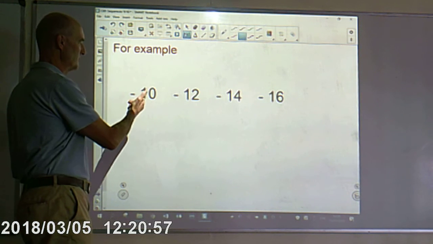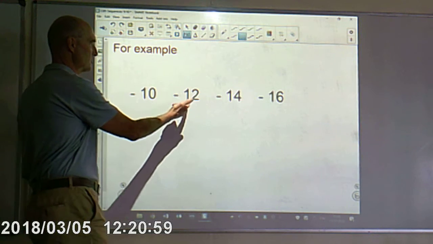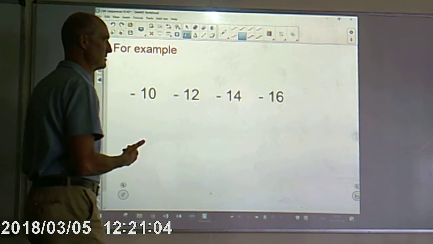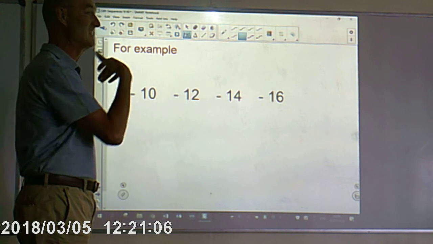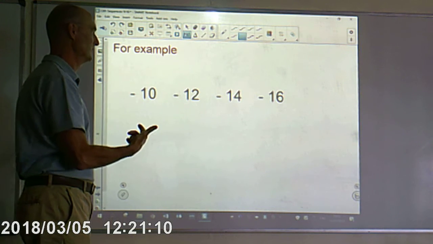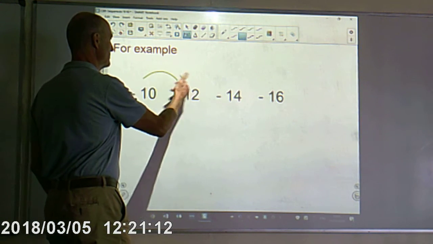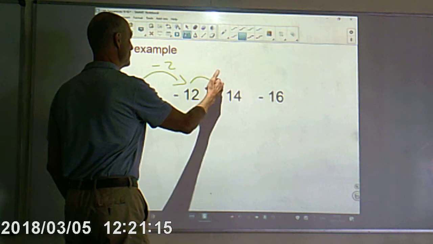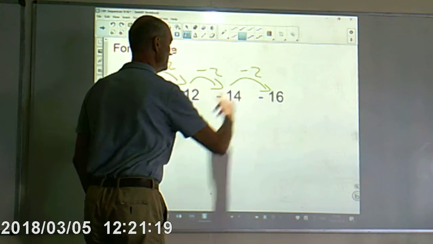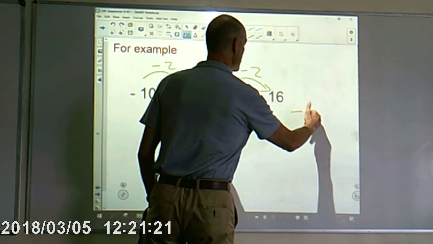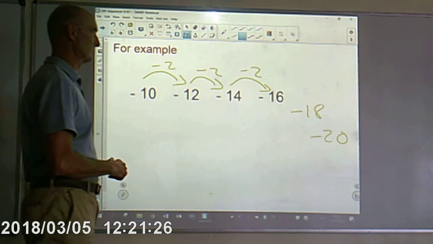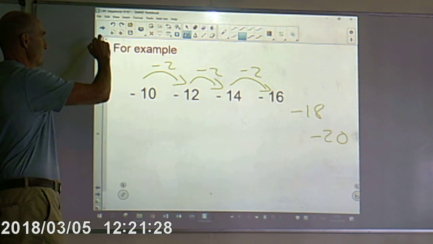Now, what about this one? We've got -10 first term, -12 the second term, -14 the third term, -16 the next term. So what are we doing? We're going down. Don't forget, we're getting more negative, so we're going down by 2 each time. The difference is -2. So the next 2 terms are going to be -18 and then -20.